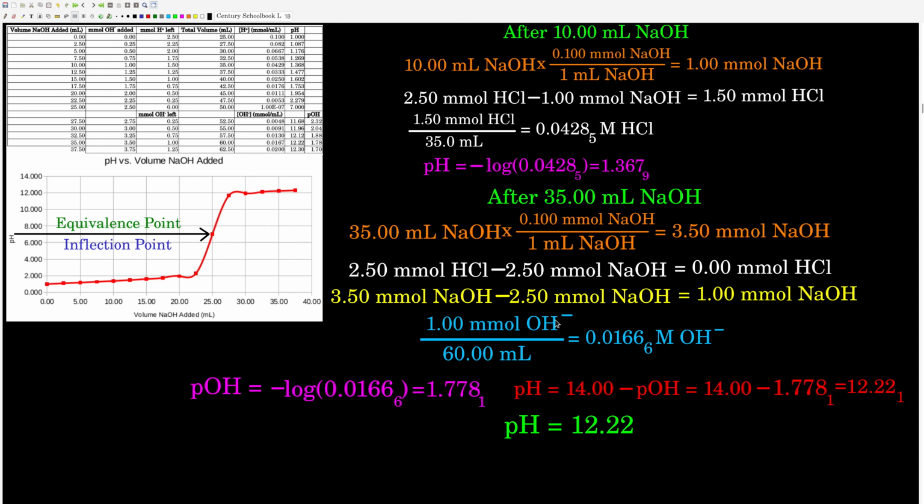And so the concentration of hydroxide is just the 1 millimole here divided by the total volume. Again, this 60 mils, this is the 35 that we've added plus the initial 25, so that's 60 mils. And we see the concentration of hydroxide is 0.0167 or so. And so to calculate the pH, the way I like to do it is I get the pOH, if I'm dealing with hydroxide, which we are here. pOH is negative log base 10 of the hydroxide ion concentration, and then pH is just 14 minus the pOH, which gives us a pH of about 12.22. So after 35 mils, right up in here, just a little over 12.